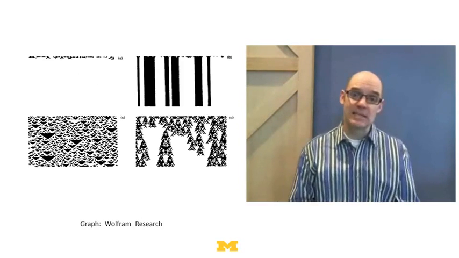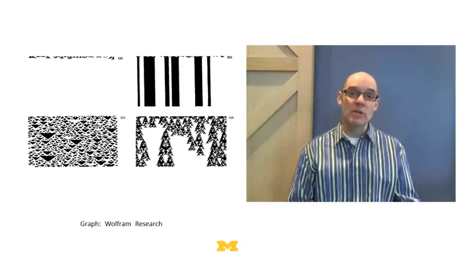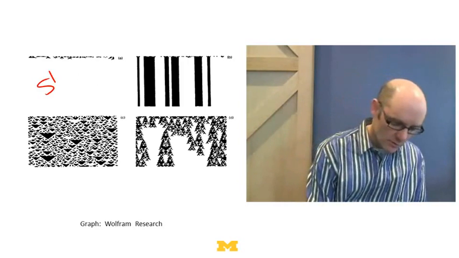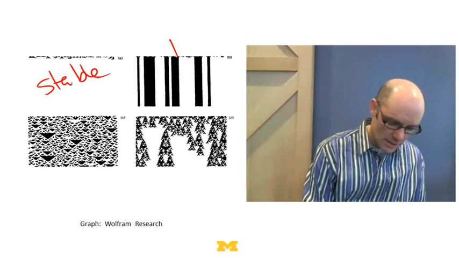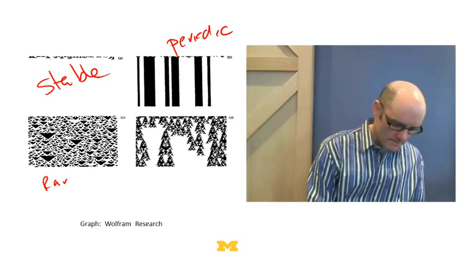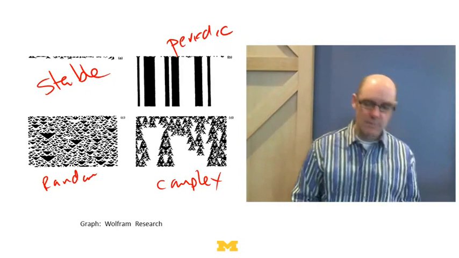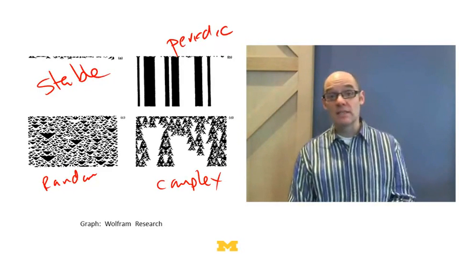I'm going to make a second distinction between types of tips. Remember we talked about these four classes of things that the world can fall into, right? It can be stable, like an equilibrium. It can be periodic. It can be random. Or it can be complex. These are the four types of states a system could be in. Well, a system could tip from one to the other.